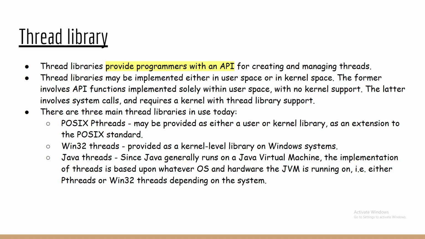One, in user space, where the library functions are fast, local calls with no kernel support. Second, in kernel space, where the library is supported directly by the operating system and API calls become system calls to the kernel. As the slide shows, the three main thread libraries that are used day to day are POSIX Pthread libraries, Win32 threads, and Java threads.